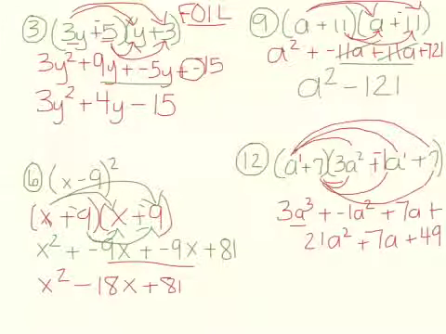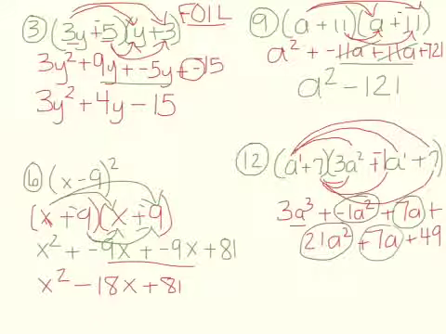Now, the things that are alike, we've got 2 pairs of like terms here. I've got the a squareds that are alike, I can add those. And I also have these a's right here that are alike, 7a and negative 7a. So I'm going to add those together.